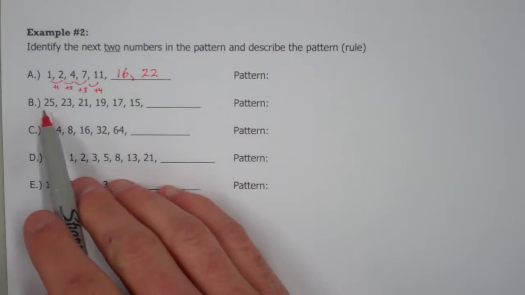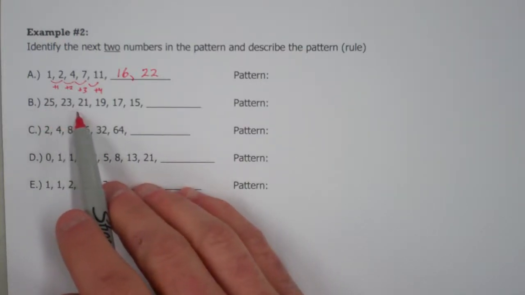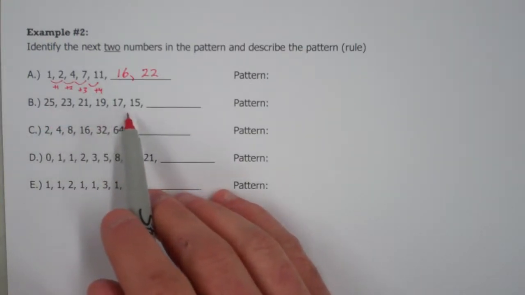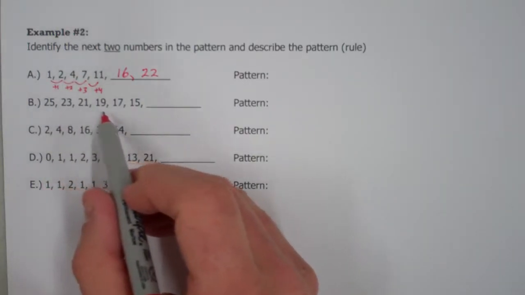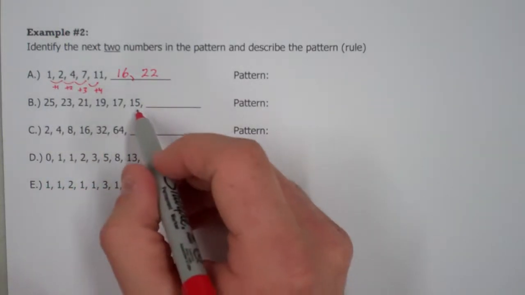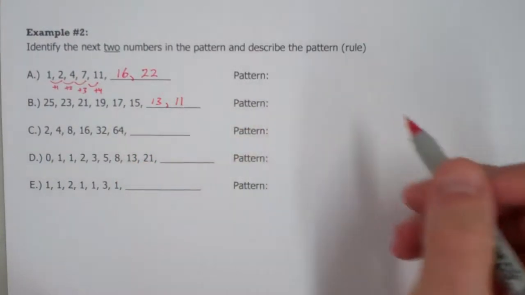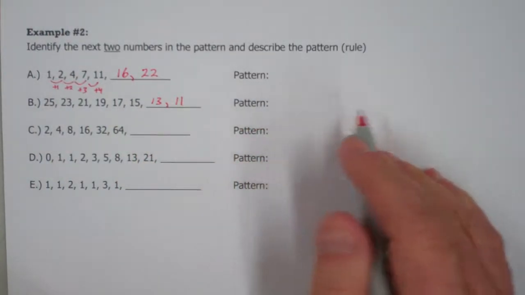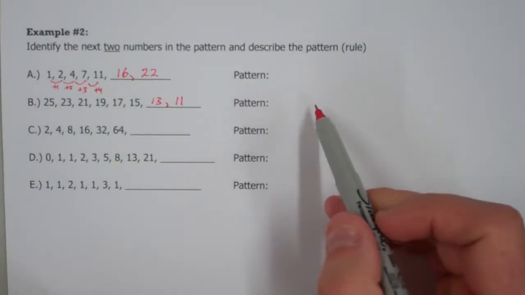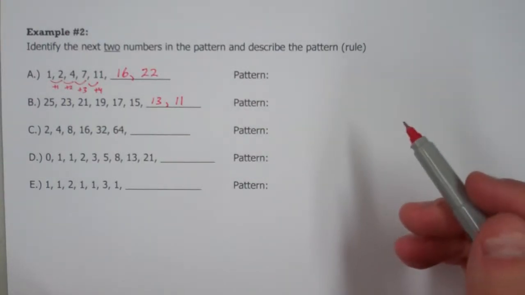Part B, we've got 25, 23, 21, 19, and so on, and it looks like we're just going down by 2 every time. So we can do 15 minus 2, and that's 13, and 13 minus 2 is 11. For the pattern, you could write subtract 2 each time, or add negative 2 each time.